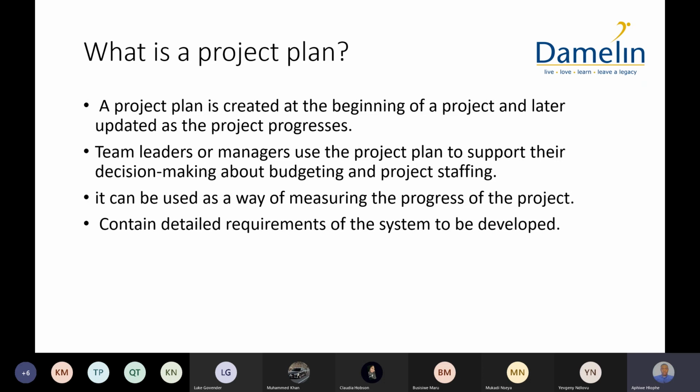Okay, so team leaders or managers use the project plan to support their decision making about budgeting and project staffing. So this document outlines almost everything you need to start the project, and it defines also how much resources you are working with and who are those resources in terms of people, in terms of staffing. So it definitely supports the team leaders into making their decisions. They don't just make them spontaneously, okay? It improves the whole process of management when things are well documented and they're on paper.